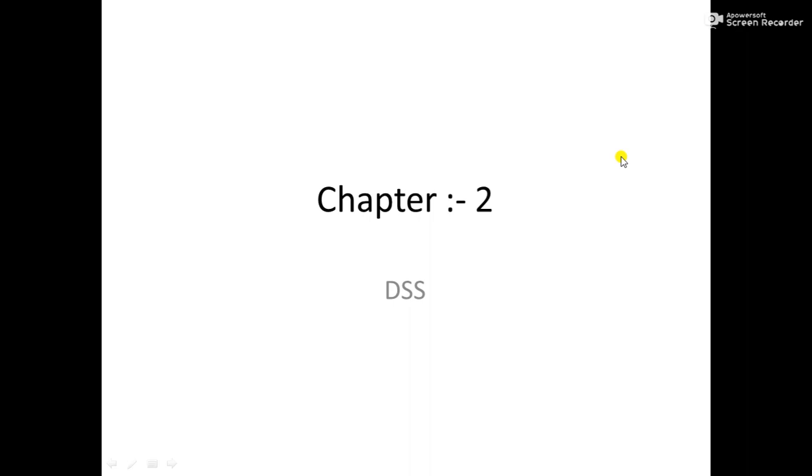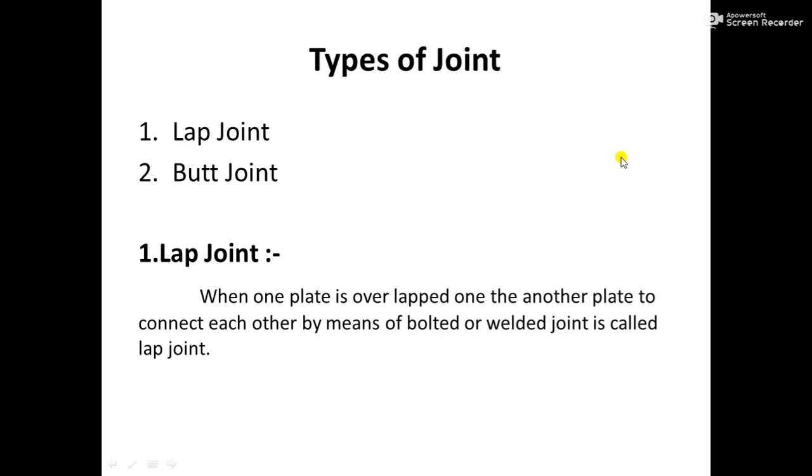In types of joints, there are mainly two types of joints. First one is lap joint and second one is butt joint. As the name suggests, lap means overlapping. In this lap joint, when two plates are to be connected, they are overlapped over each other, and then bolting or welded connection is provided. Such type of connection is known as lap joint.